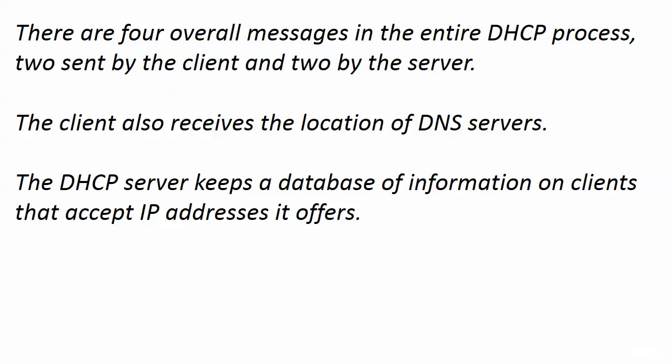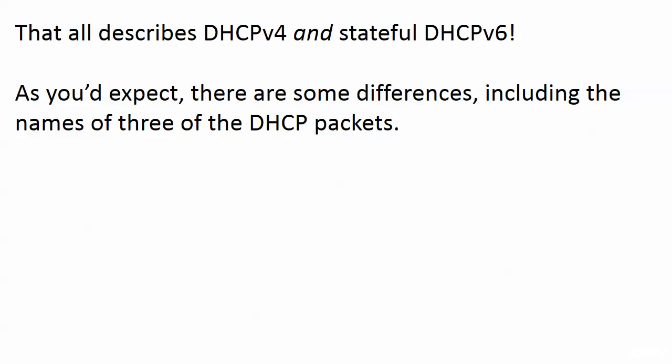4 overall messages in the entire process, 2 sent by the client, 2 by the server. The client also receives the location of DNS servers, always helpful information to have, and the DHCP server keeps a database of information on clients that accept the IP addresses that it offers. Really, that's how DHCP works in IP version 4, and that's how stateful DHCP for IP version 6 works.